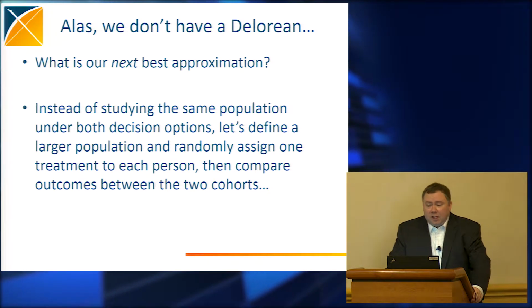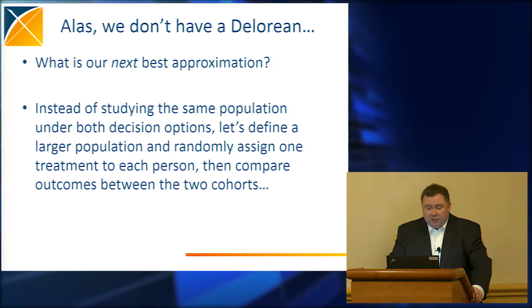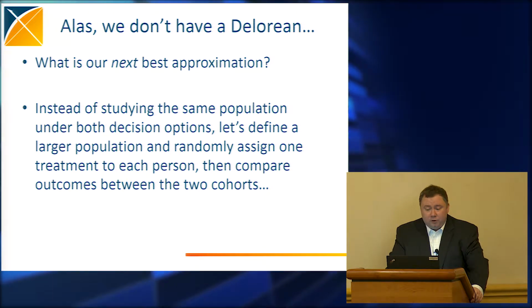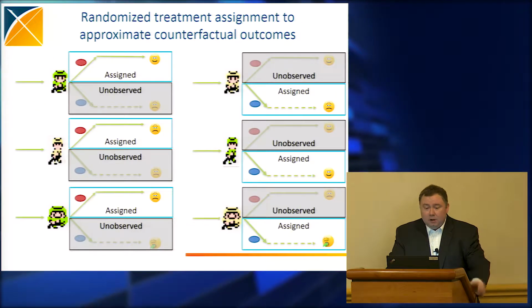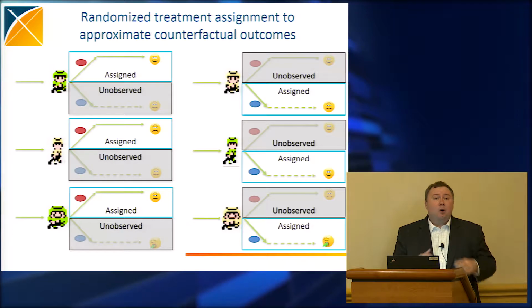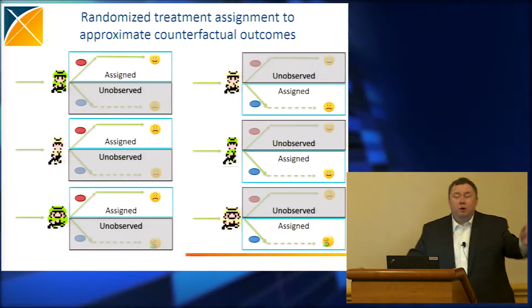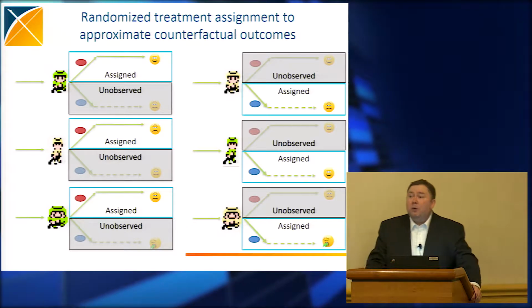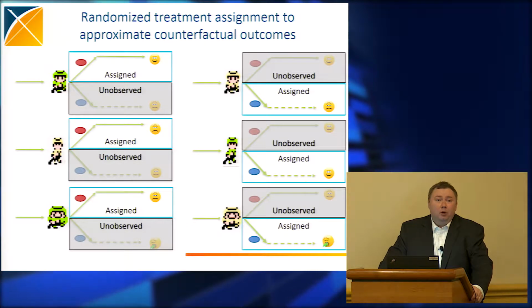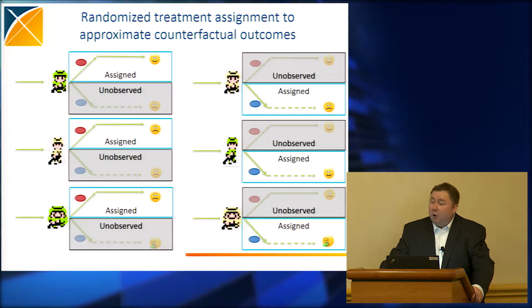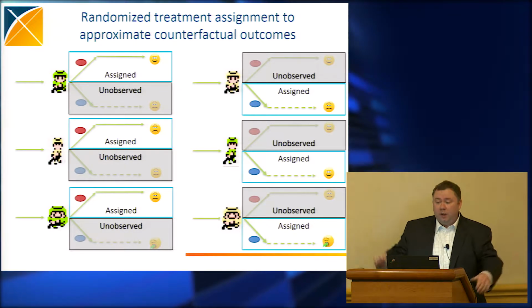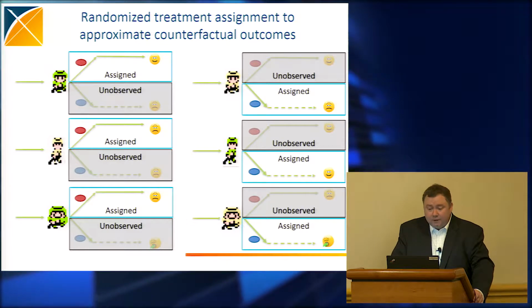Well, instead of studying the same population under both decisions, maybe we could define a larger population and randomly assign people to one treatment each, and then compare the outcomes of the two different cohorts. So you'd have a whole bunch of different people, and we could tell you that you are a red person and you are a blue person, and then we could just hope that those groups of people were sufficiently similar, and we could compare what was assigned, and just hope that what's not observed, that counterfactual that we couldn't see, takes care of itself.